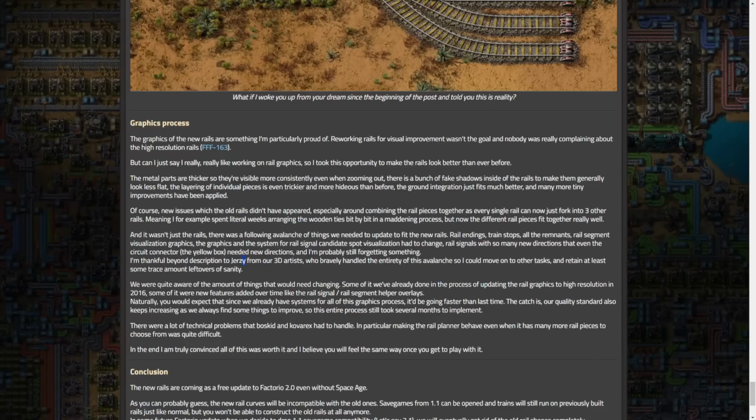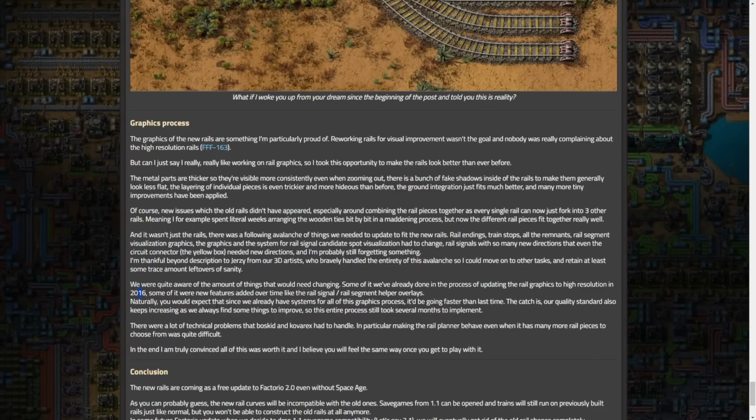So they just kind of finish up the section by saying they were quite aware of the amount of things that would need changing. Some of it we've already done in the process of updating the rail graphics to high resolution in 2016. Some of it were new features added over time, like rail signals and segments, etc.